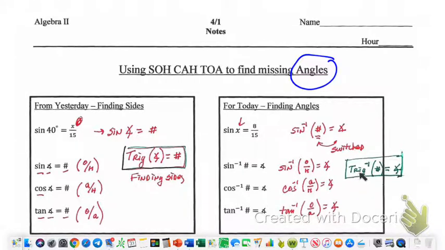So today we'll be doing some kind of an inverse trig function. And we'll have a number in here, an opposite over hypotenuse, adjacent over hypotenuse, and so on, equals an angle. So they switched. Here it was an angle in here equals a number. Here it's a number equals an angle. Okay.